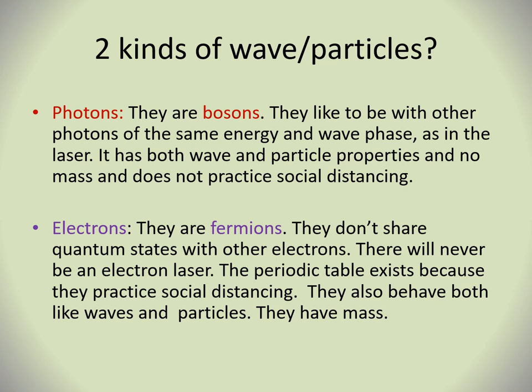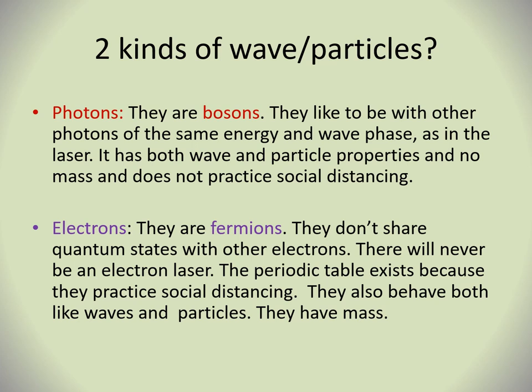All right, we will discuss this more later, but having discussed these things a little bit, you might as well know something else about them. There are two different kinds of wave slash particles. There are bosons and there are fermions. Bosons are like photons. They like to be with each other. Photons of the same energy and wave phase just love to be together, and everybody wiggles up and down together. Their phases match. Their energies match. That's what a laser is. Photons just naturally want to do this. It has both wave and particle properties. It doesn't have any mass, and it does not practice social distancing. Everybody tries to get as close as possible.